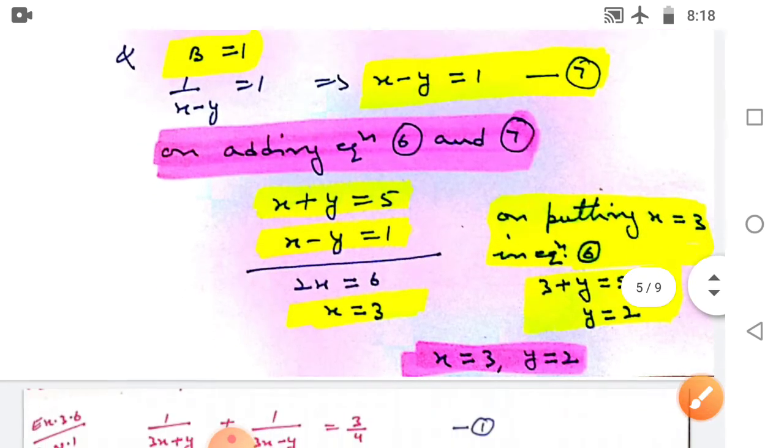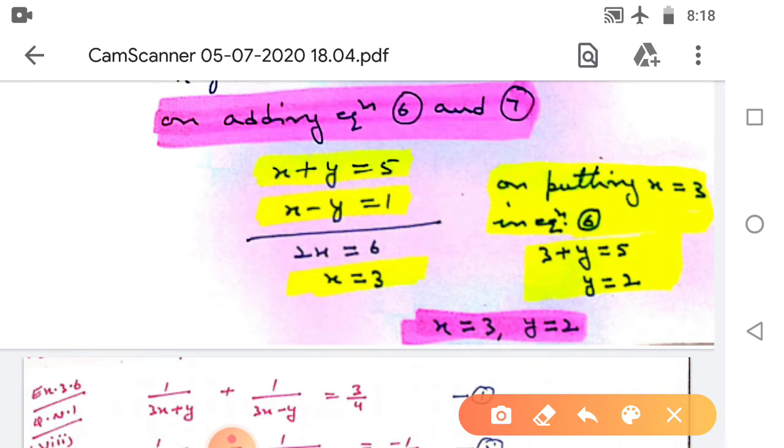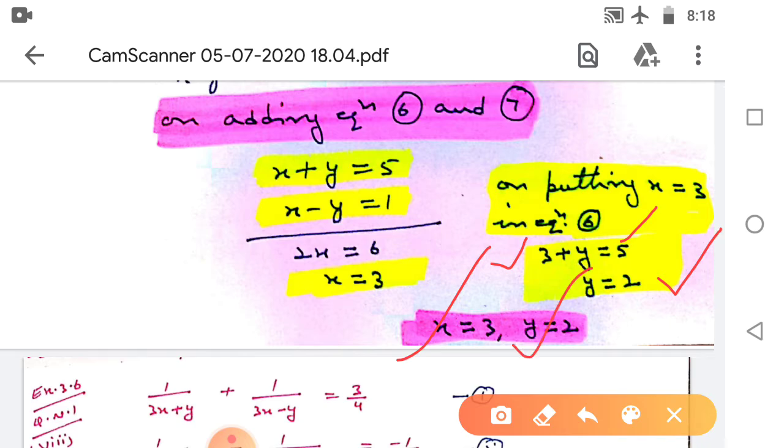Right? Now putting the value of x as 3 in equation 6, we get 3 plus y is equal to 5. So y is equal to 2. So the value of x is 3 and the value of y is 2.